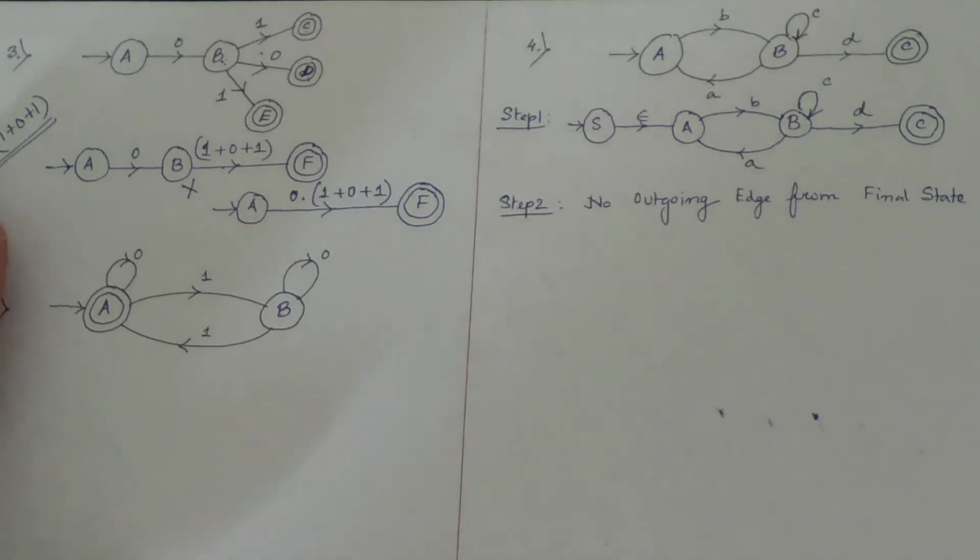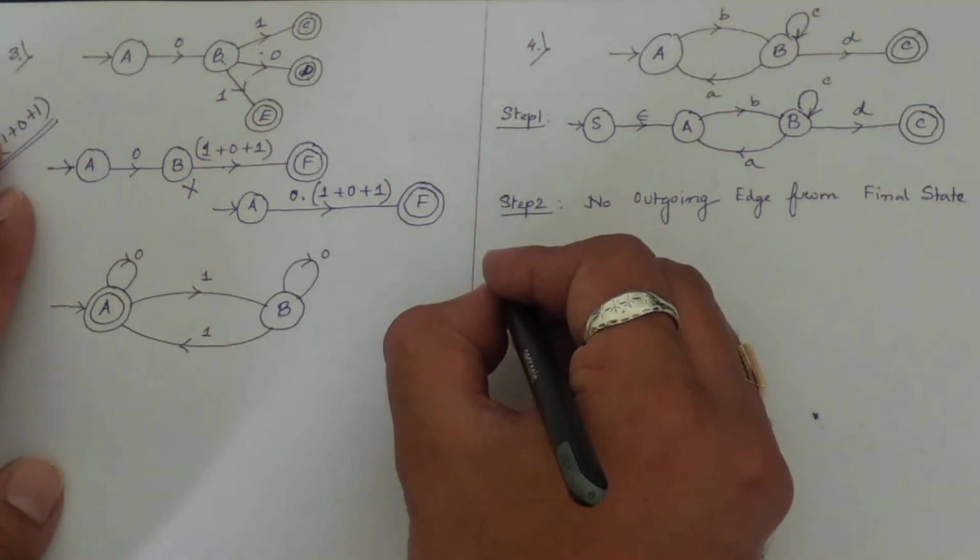I think it's clear to everyone. Correct? There is no outgoing edge from the final state. Correct? So let us move to step number 3. Step number 3 says that if the initial state doesn't have any incoming edges and the final state doesn't have any outgoing edge, then we can eliminate other states one after another. So let us move.